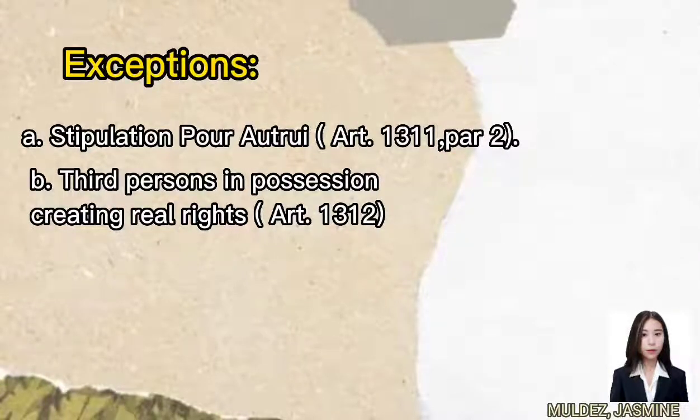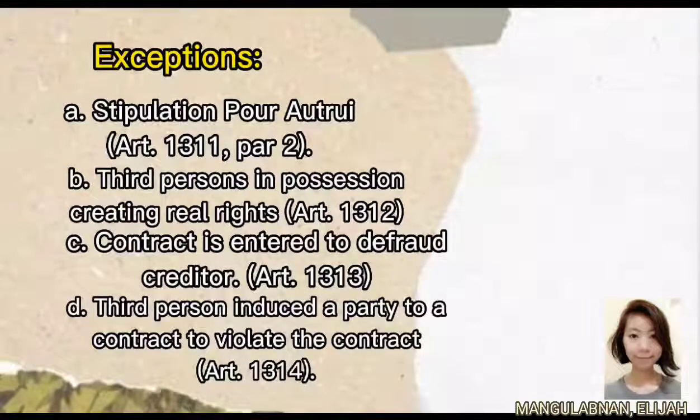Under Article 1312, contracts creating real rights, third persons who come into possession of the object of the contract are subject to the provisions of the mortgage law and the land registration law. As previously discussed, relativity of contracts takes effect only between the parties and their assigns and heirs. However, there are exceptions to that rule. One of them is stipulation pour autrui, based on Article 1311, Paragraph 2.